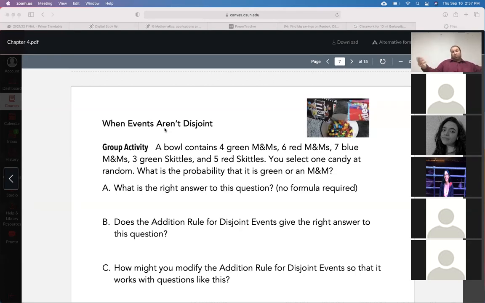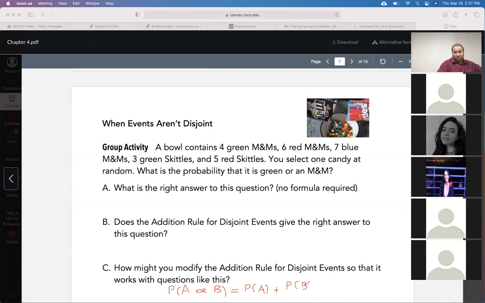The addition rule is a formula. P of A or B equals P of A plus P of B, right? That's the addition rule for disjoint events, correct? P of A or B mathematically is the same thing as P of A plus P of B. That did not work here. So the question is, can I modify this formula so that it does work?